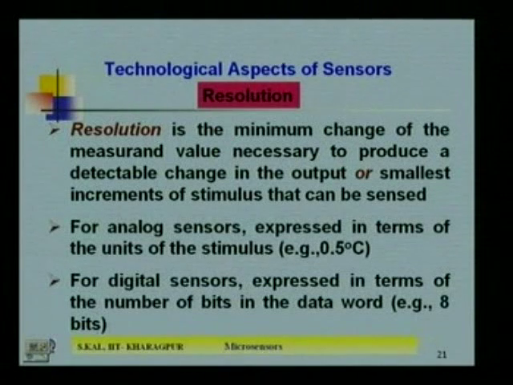Resolution for analog and for digital sensors is different. For an analog sensor, the resolution is expressed in units of the stimulus. For example, in thermal, the resolution may be 0.5 degree centigrade or 1 degree centigrade or maybe 0.2 degree centigrade. In the electrical case, it may be a few microvolts or a few millivolts. But for a digital sensor, the resolution is expressed in number of bits in the data word, for example 8 bits or 10 bits. That is the resolution in the case of a digital sensor.